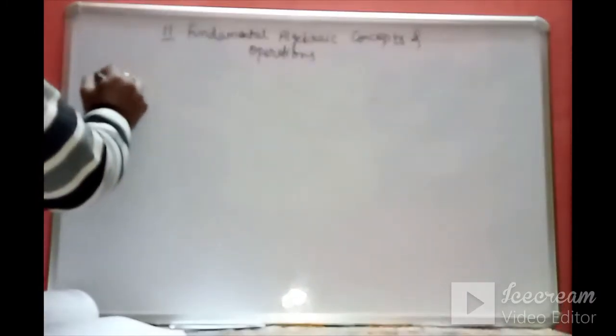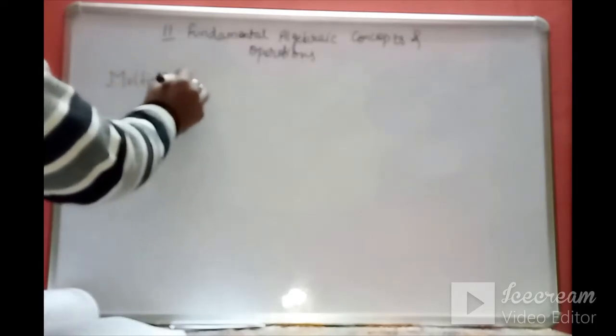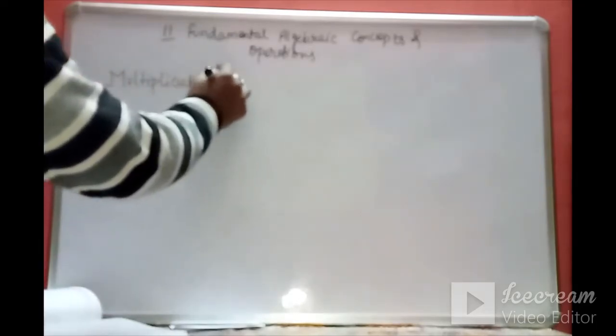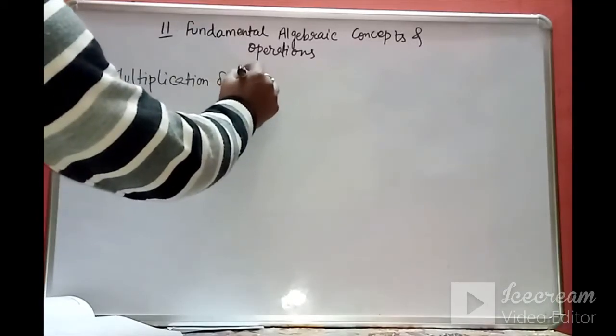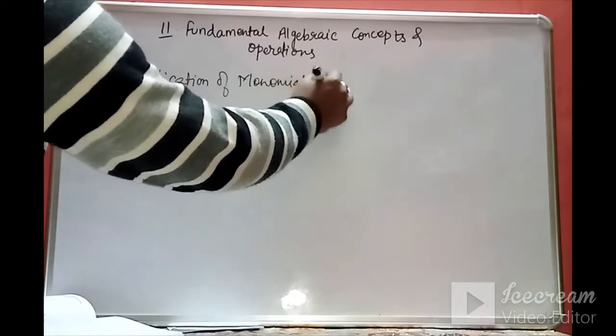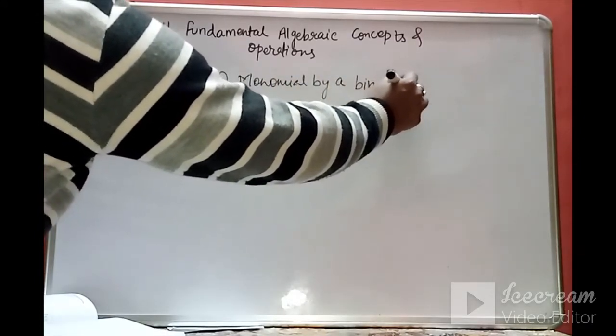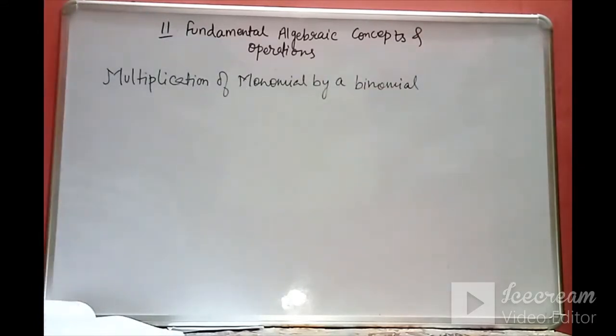Okay, multiplication of a monomial by a binomial. In this we will use the distributive property of multiplication.